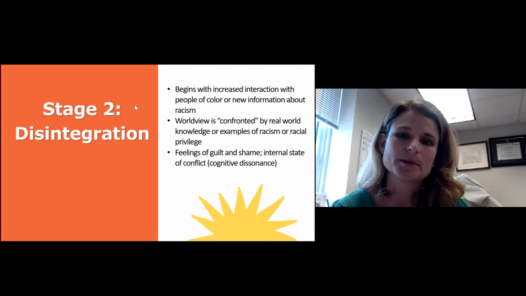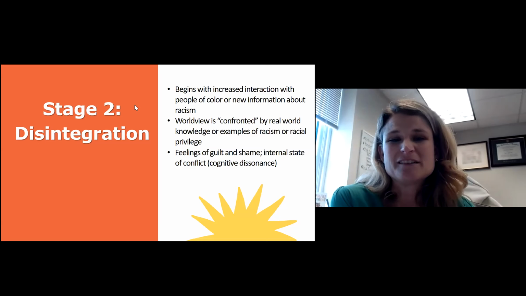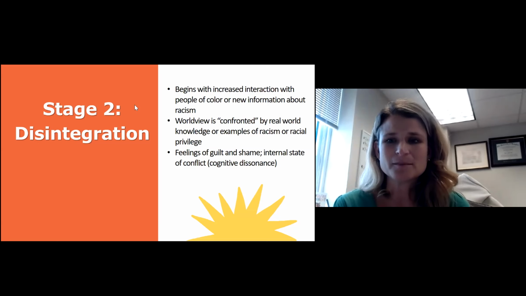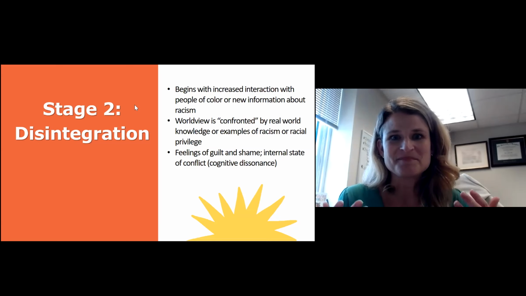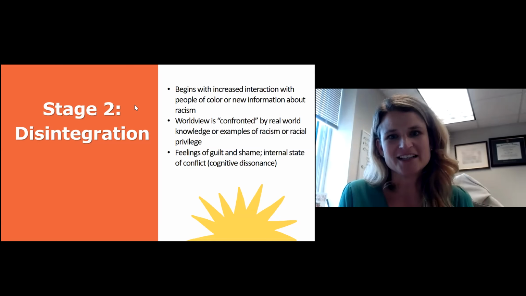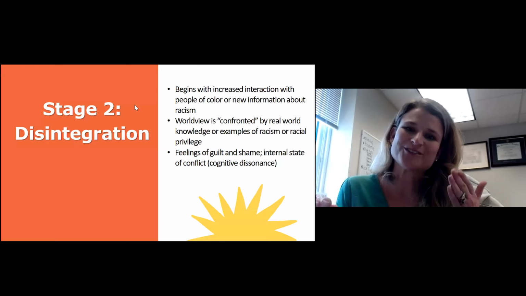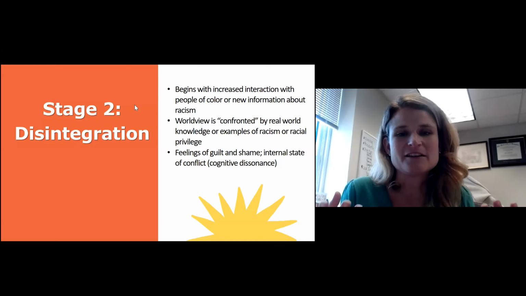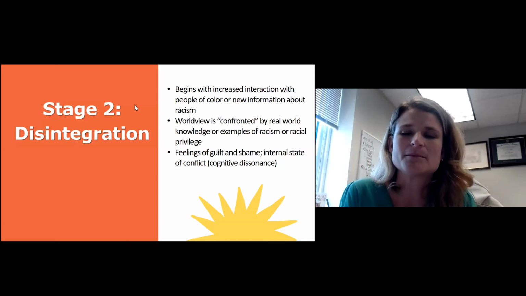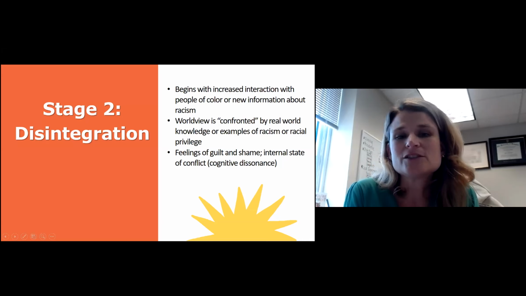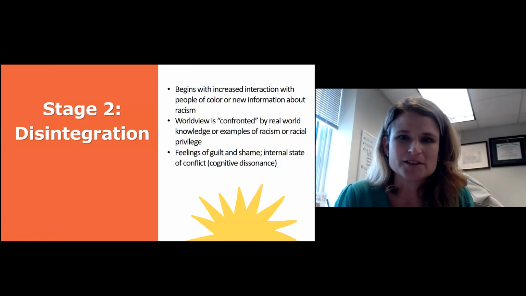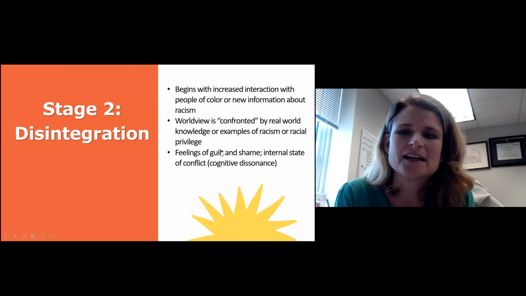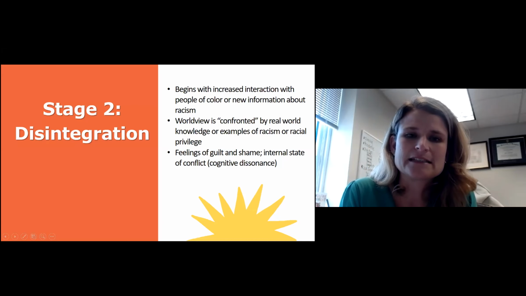colorblind worldview. A lot of times it's a very difficult stage to navigate, very uncomfortable, because it's a state of conflict. How can I think that race doesn't matter and also this be true? As you'll see in the next stage, there's really only two ways you can go if you want to hold this information together. Disintegration is a very uncomfortable stage because it's a sense of unrest, really trying to make sense of and grapple with things that you're hearing and seeing.